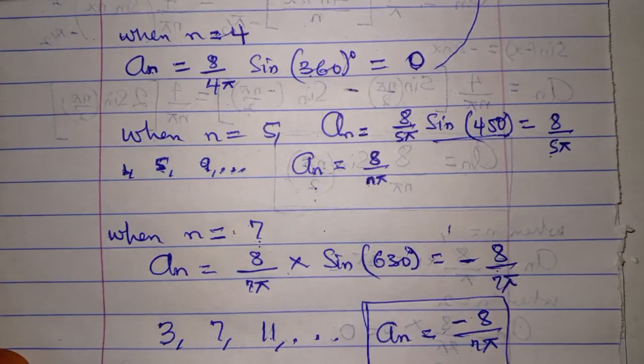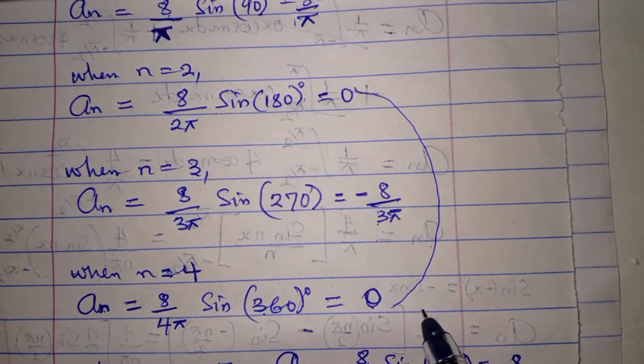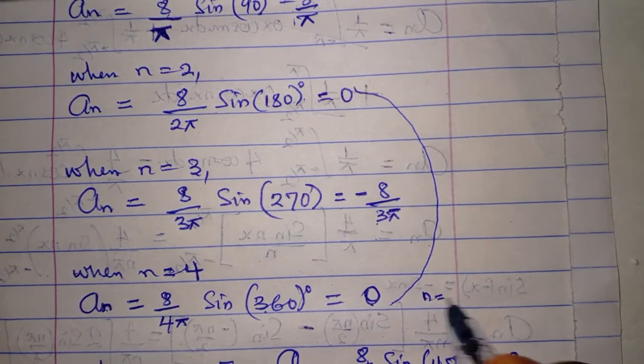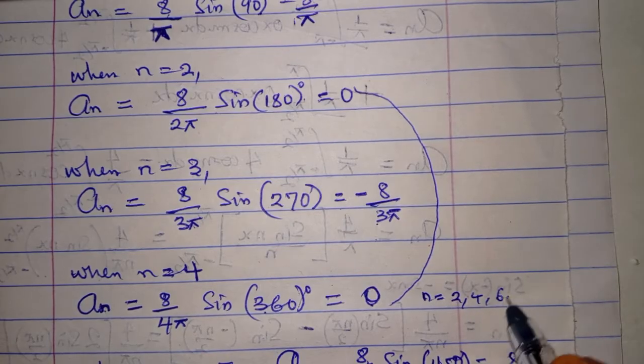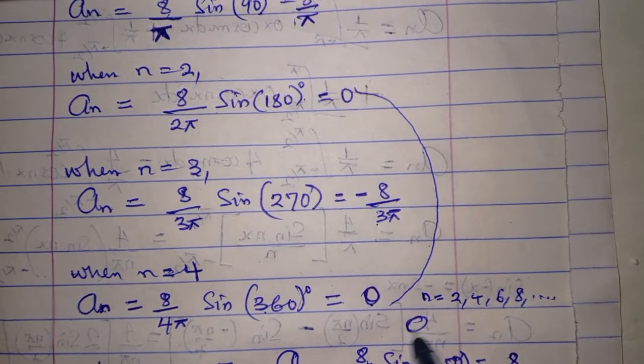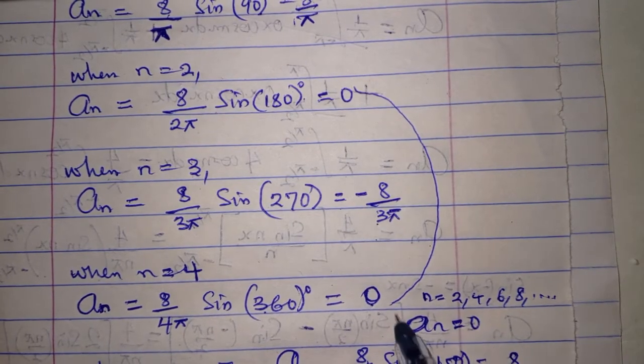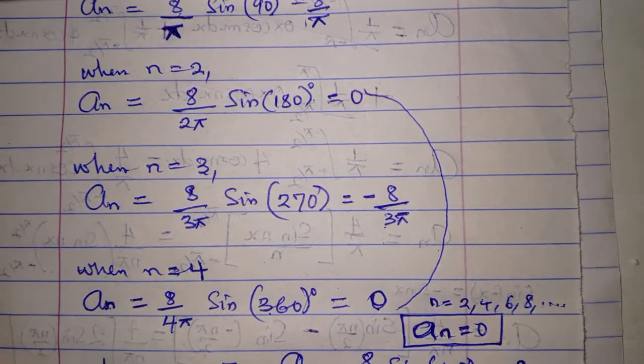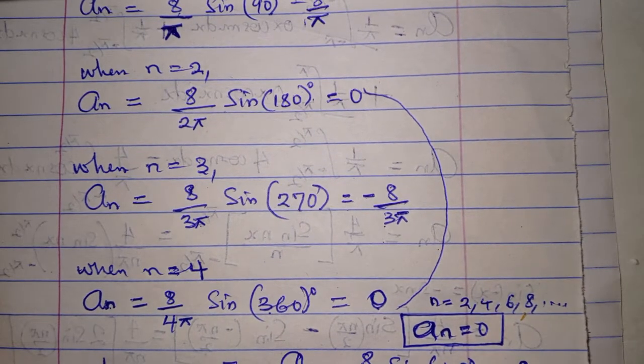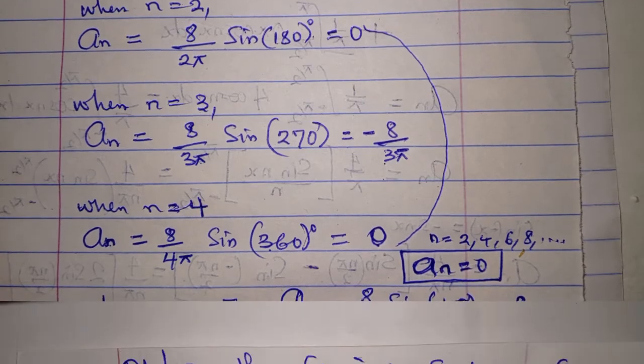This must be noted. So for values of n equal to 2, 4, 6, 8, and so on and so forth, a sub n is equal to what? 0. So let's proceed now to determine b sub n.